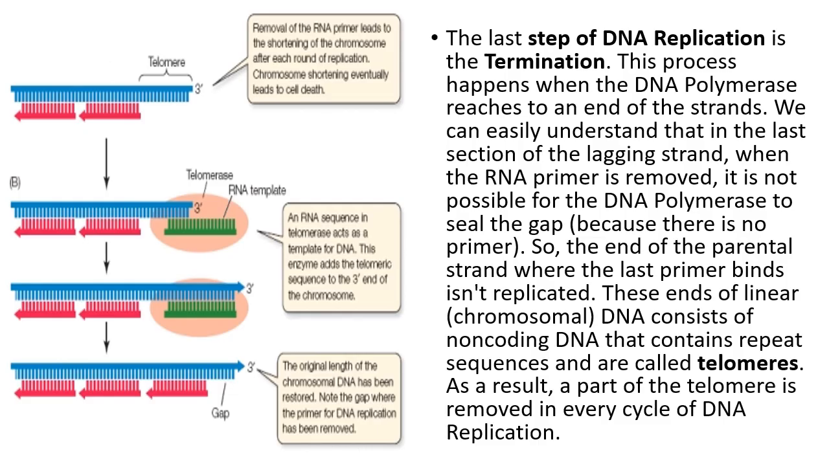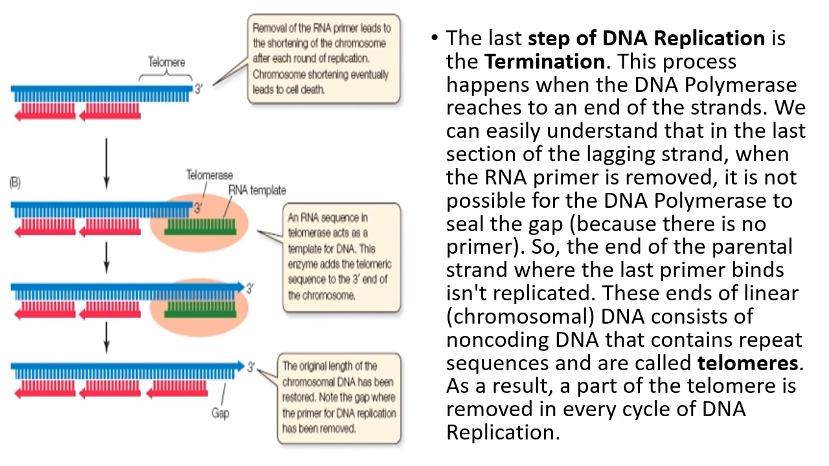The third and final step of DNA replication is termination. This process happens when the DNA polymerase reaches the end of the strand. On the lagging strand, DNA is synthesized in short stretches, each of which is initiated by a separate primer. There are multiple sets of primers present.